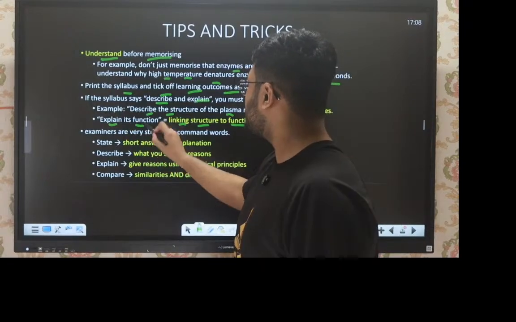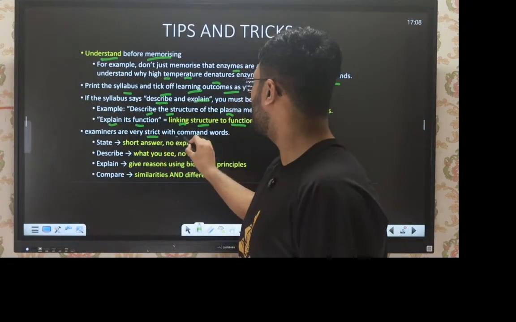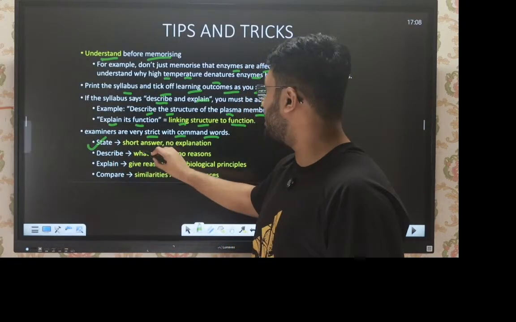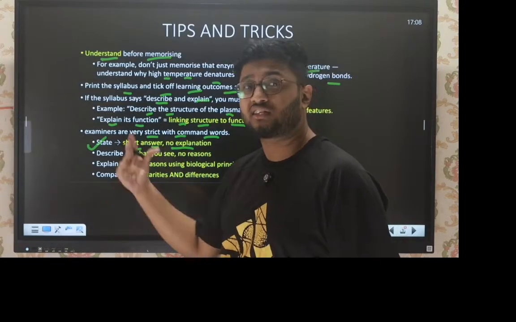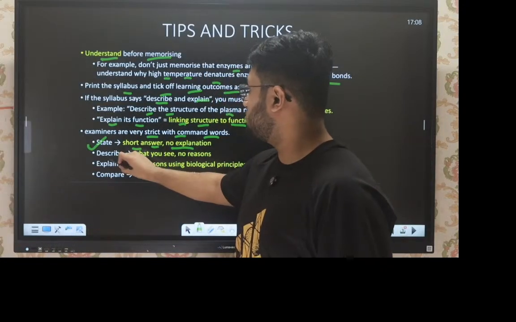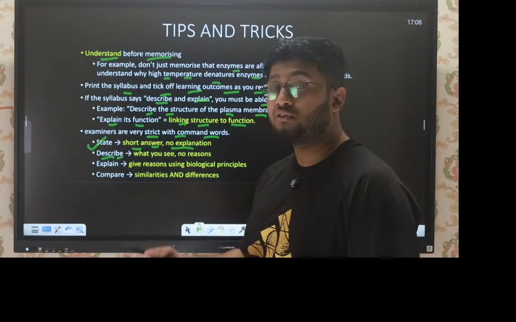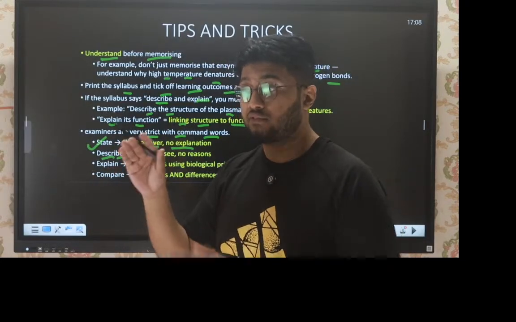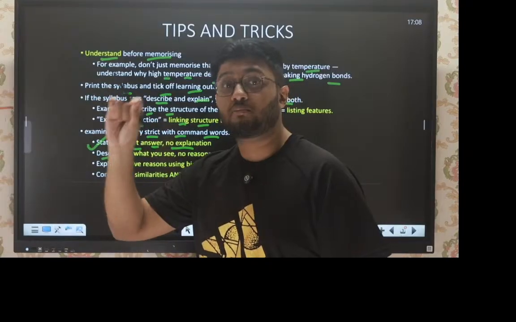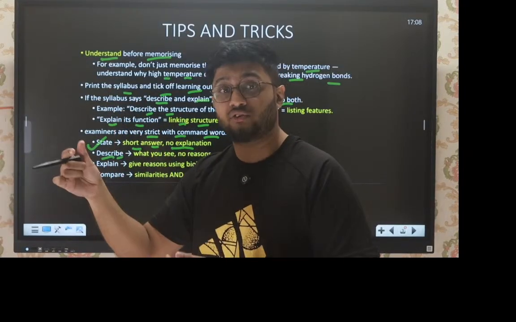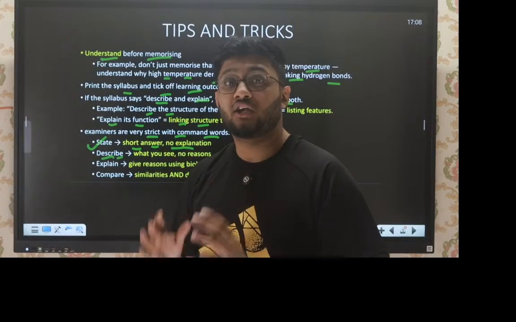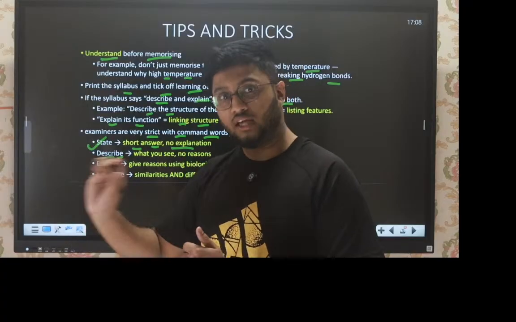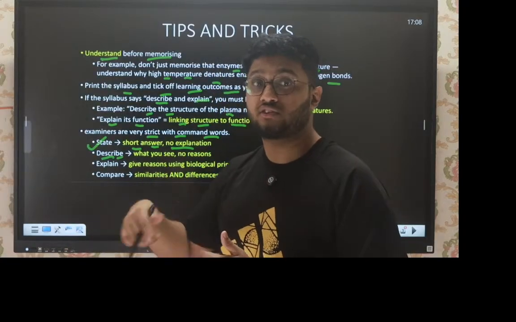Also, the examiners are very strict with command words. If the question says state, you have to write short answers with no explanation. These ideally come for 1 to 2 marks. And when they ask you to describe, you first of all explain what you see, ideally in graphs. When you're describing graphs, you have to look at the points: from point A to point B it increases, from point B to point C it decreases. You have to mention from point A to point B the graph increases due to dash, and then B to C it decreases due to dash.